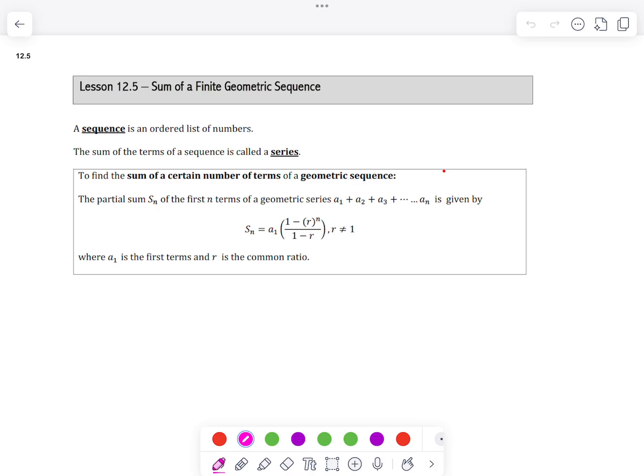S sub n represents the sum of the first n terms, where n is the number of terms. A sub 1 represents the value of the first term. r represents the common ratio. And so we're going to go ahead and use this in the examples below.